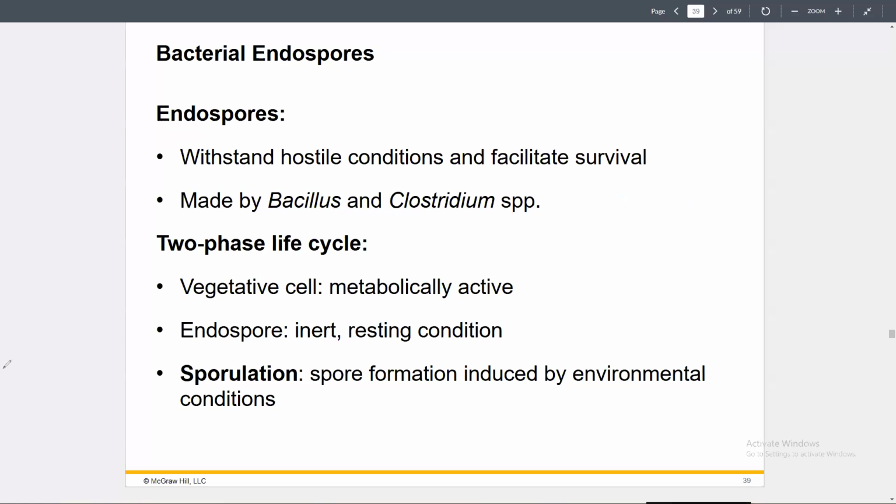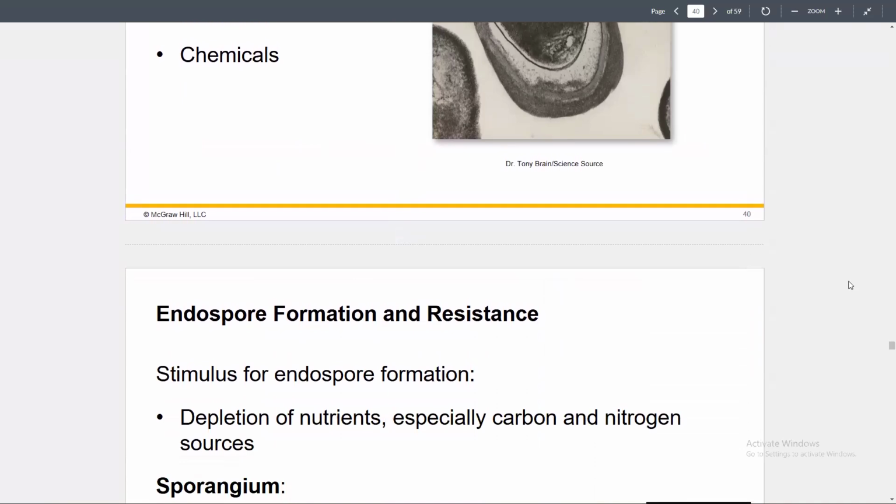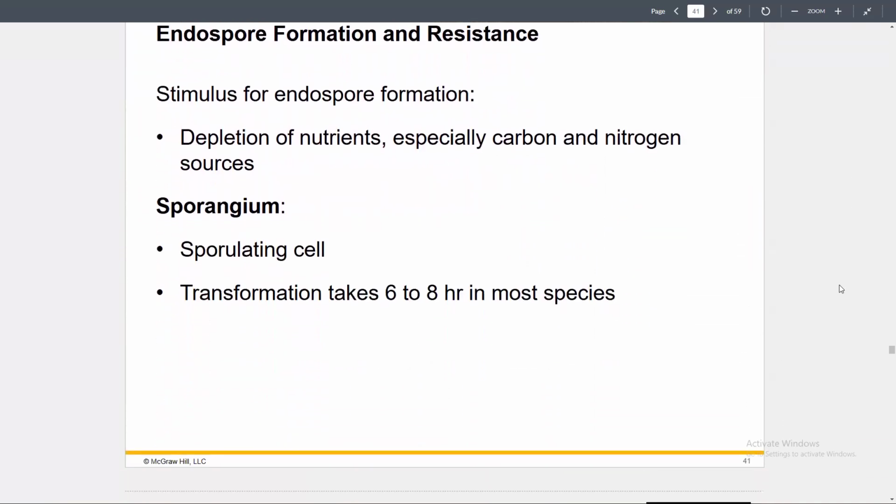There's a nice pretty figure for this, right? They can resist pretty much any conditions, and it's really hard. You can't even boil these guys away. You cannot boil endospores away. So anyways, a cell can make an endospore. It cannot make more than one. This is not a reproductive method, all right? It's just transforming your cell.